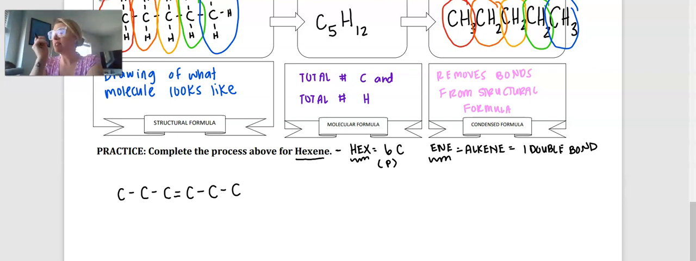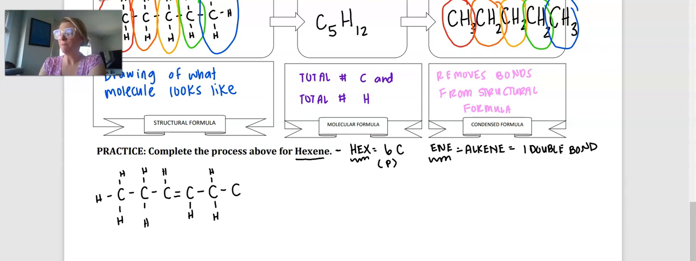Okay, so now I've satisfied my hex and my ene, and I need to go through and just add my hydrogens in. So again, we need each carbon to have 4 bonds. Carbon 1 has 1, so it has 3 hydrogens attached. Carbon 2 has 2, so it has 2 hydrogens attached. Carbon 3 has 3 bonds already, so it is only going to have 1 hydrogen. Carbon 4 has, again, 3 bonds, so it's going to have 1 hydrogen. Carbon 5, 2 bonds, so it has 2 hydrogens, and carbon 6 has 1 bond, so it has 3 hydrogens.